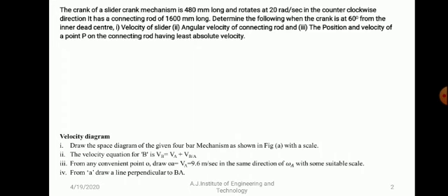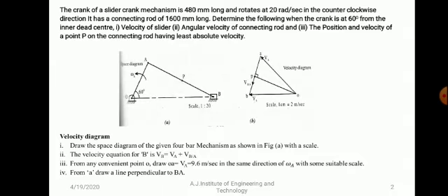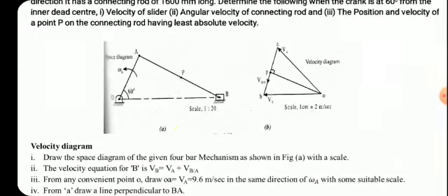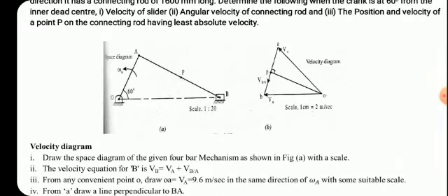The third question is the more important one and also more interesting. The other two types of problems you already discussed. Now you see this mechanism. OA is a crank, AB is a connecting rod, B is a slider. Slider movement is just horizontal.